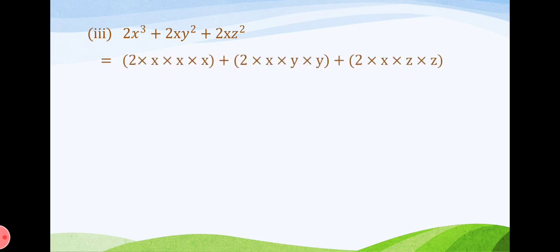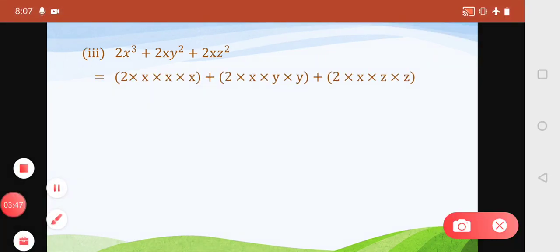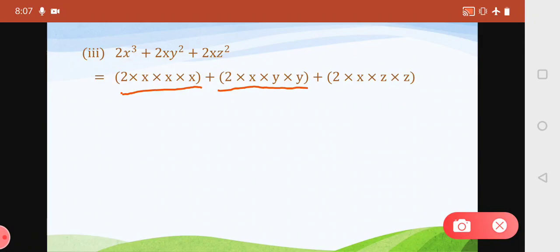Next, question number 3, 2x cube plus 2xy square plus 2xz square. Again first let's see if we can find something common. Yes, it's already visible. So separately we will be making the factors of all the three terms. First the factors of 2x cube, that is 2 into x into x into x, plus sign as it is. Then factors of 2xy square, that is 2 into x into y into y, plus sign as it is, and then factors of 2xz square, that is 2 into x into z into z.